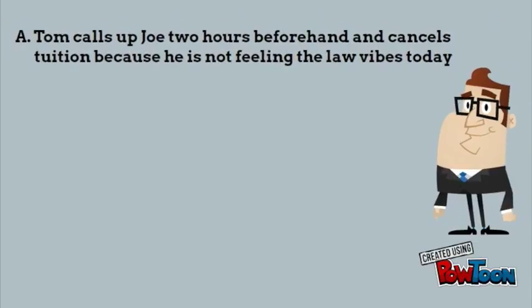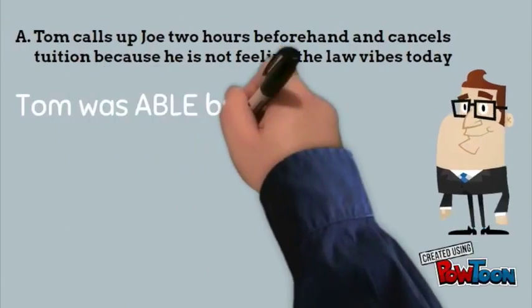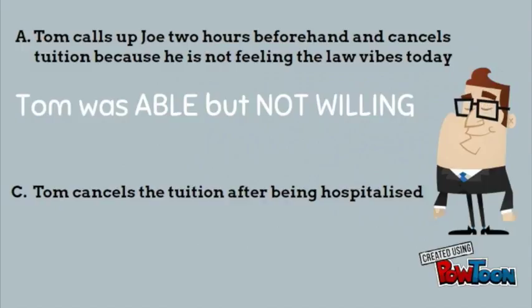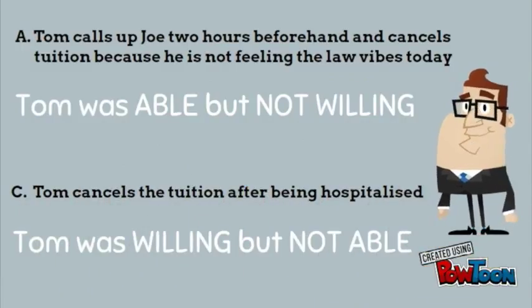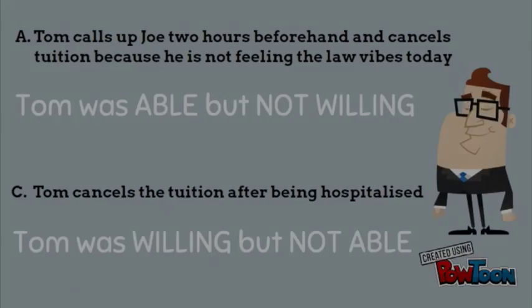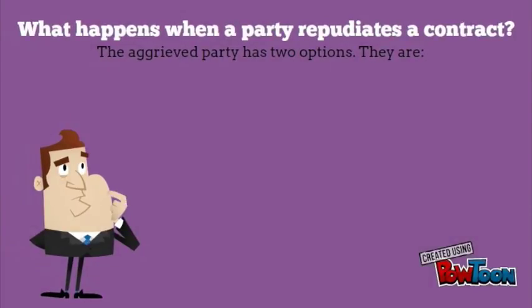A was correct, given that Tom was able to tutor Joe, but just wasn't willing. C was also correct, because although Tom was willing to tutor Joe, he was hospitalised and thus unable to do so. So now that we know what repudiation is, what happens when a party repudiates a contract?